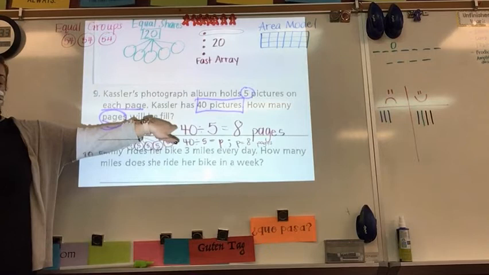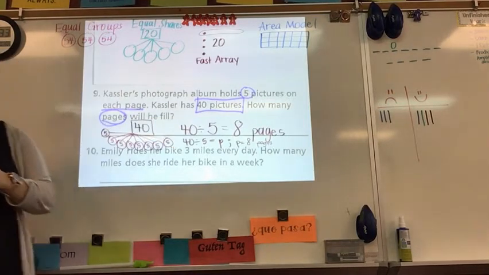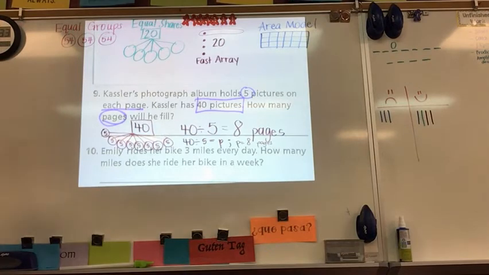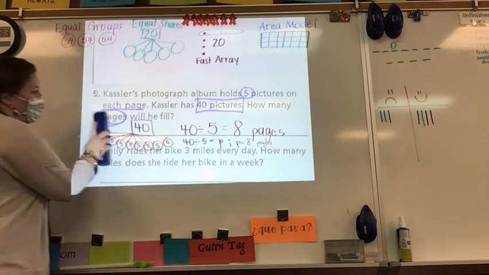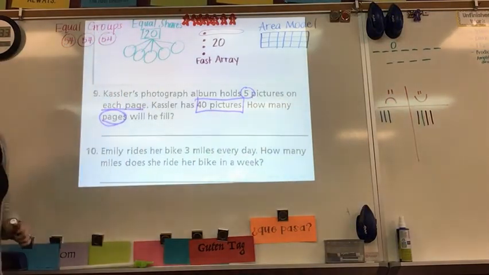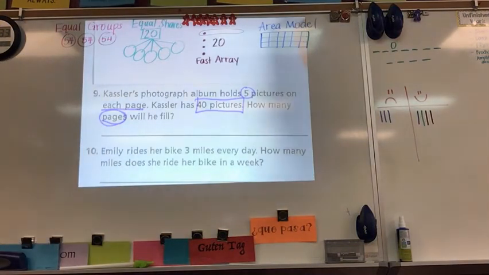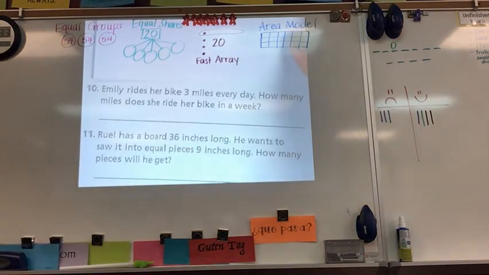Is this answer still correct? Absolutely. Please erase. We're going to do another problem type. Or at least another problem. We'll see if it's a different type or not. Numero 10.